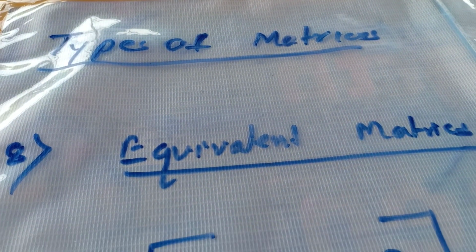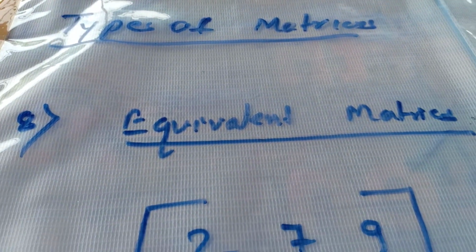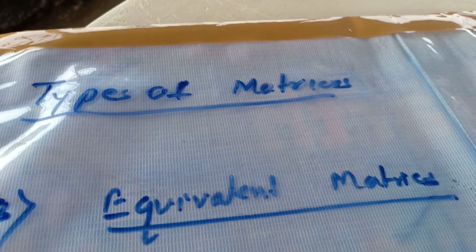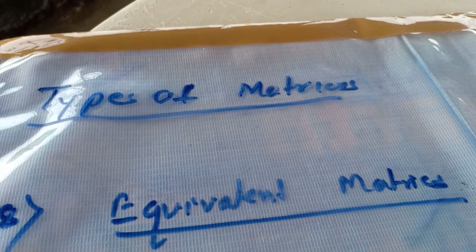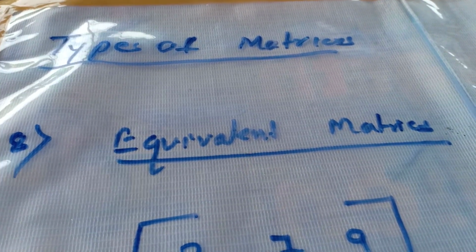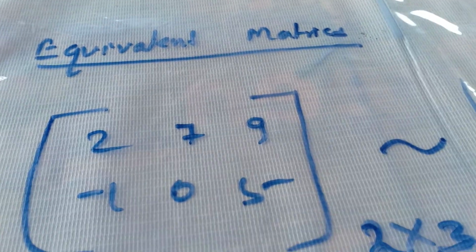So, this is the third session. In the second session, we continued with the types of matrices. We discussed the types of matrices in respect of one matrix. Now, we will discuss the types of matrices depending upon more than one matrix.